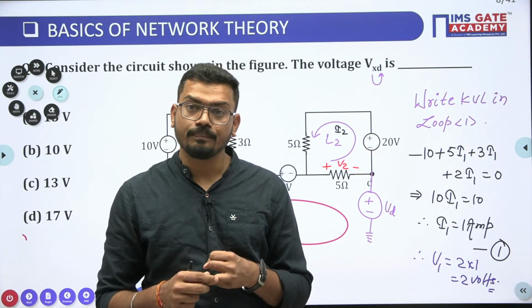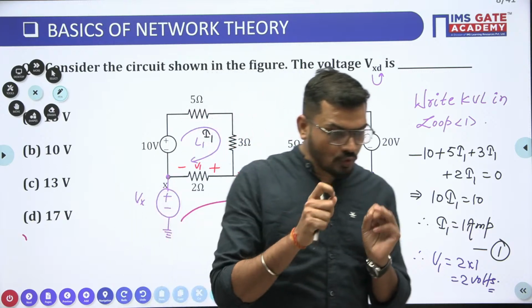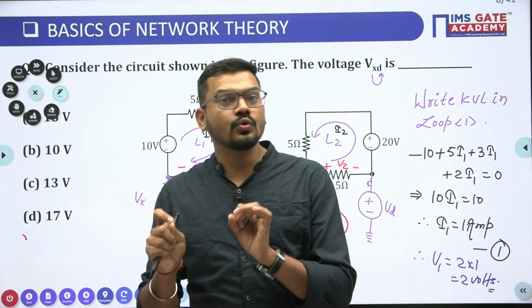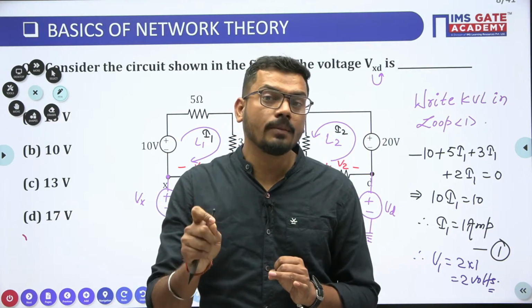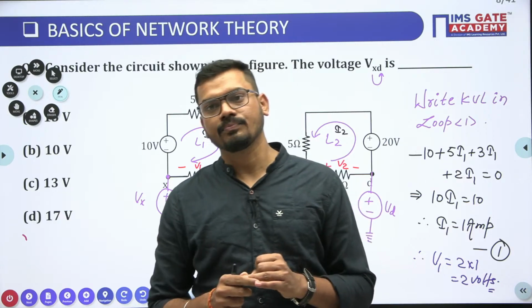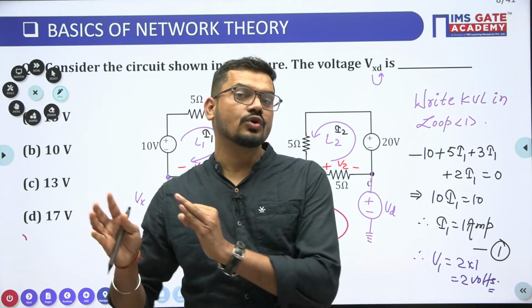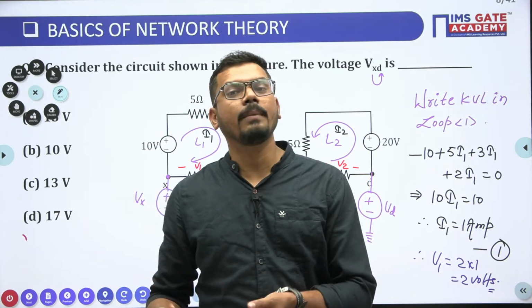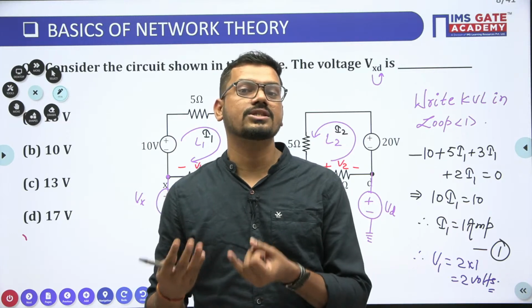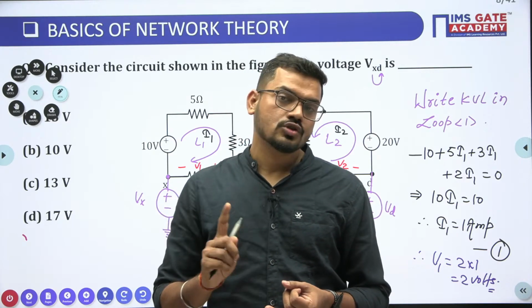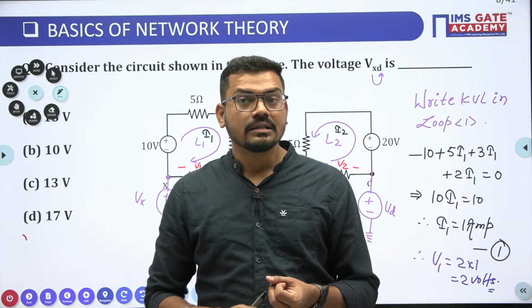What is the second rule? If you are going to find current through any element, then there should be a voltage difference. And if there is no voltage difference, then there will be no current, or we can say 0 current. That is the second rule.